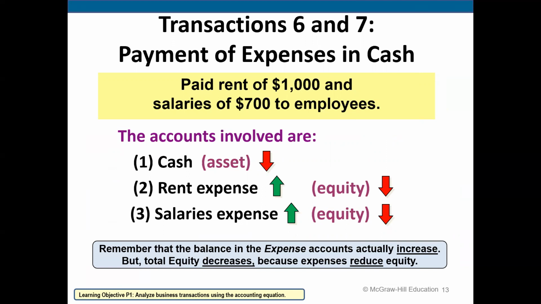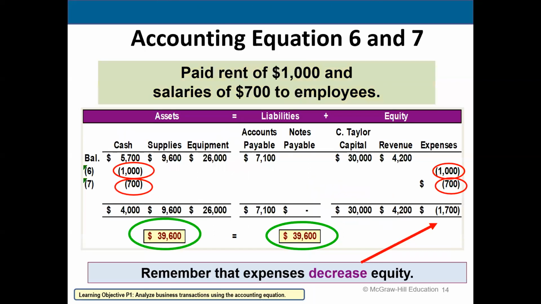And so you can see right here how they have it shown to you with a green arrow showing the rent expense is going up, but a red arrow showing that our equity overall is going down. And the same thing with our salaries expense. So here we can see cash goes down by $1,000 in transaction 6, and expenses decrease the equity by 1,000, and cash goes down by 700 in number 7 there, and our expenses decrease the equity by 700. And remember, as always, everything has to balance. Assets must equal liabilities plus equity.